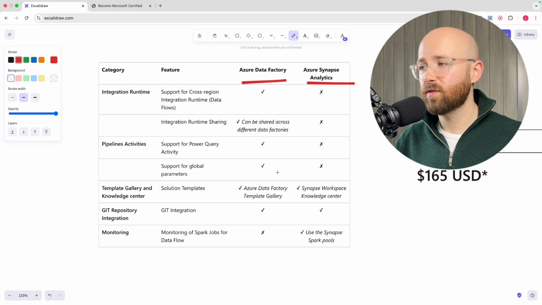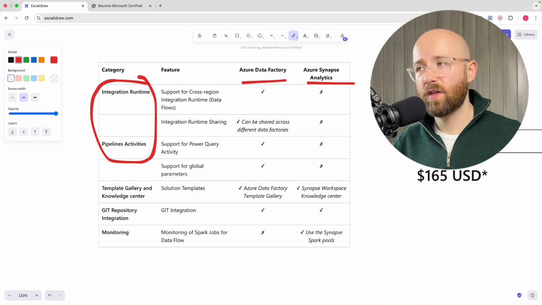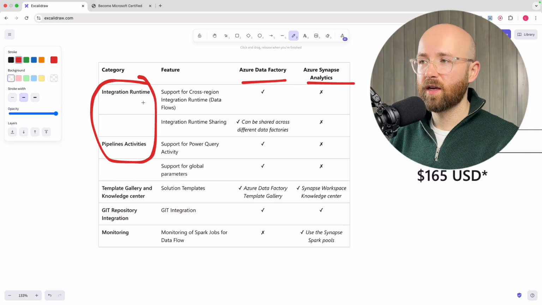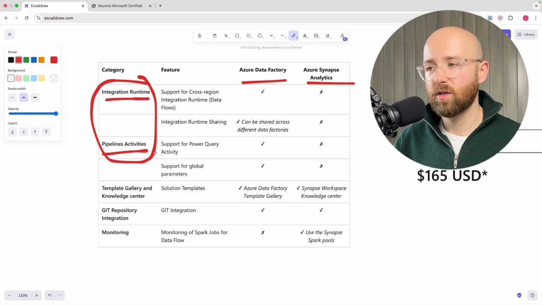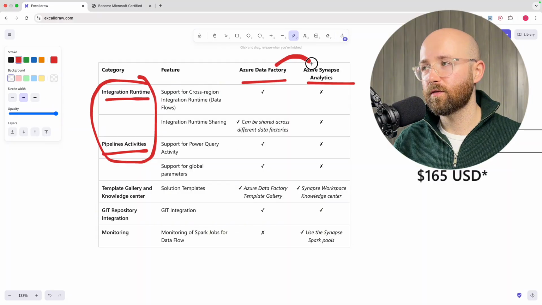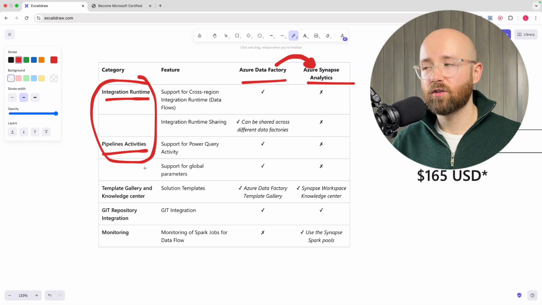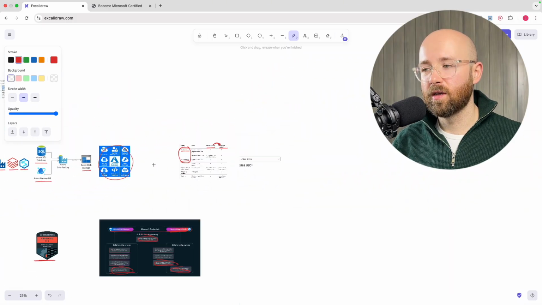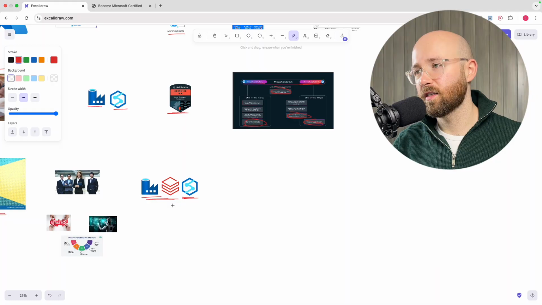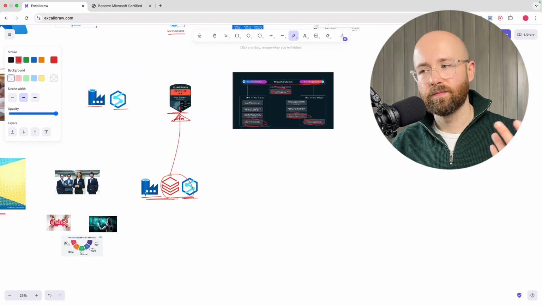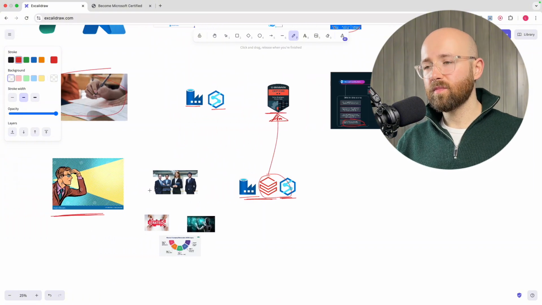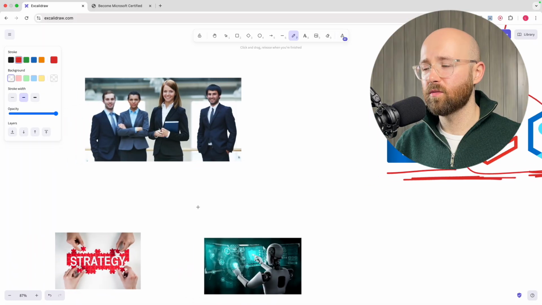So there are some things which Data Factory does that Synapse does not do, and that is supporting integration runtime and various pipeline activities. So I do wonder if in future they're really just going to fully try and absorb Data Factory into Synapse Analytics, as that would make the most sense as far as I can see. And as for Databricks, if you want to use Databricks, it is its own service. It's not an Azure service as such.